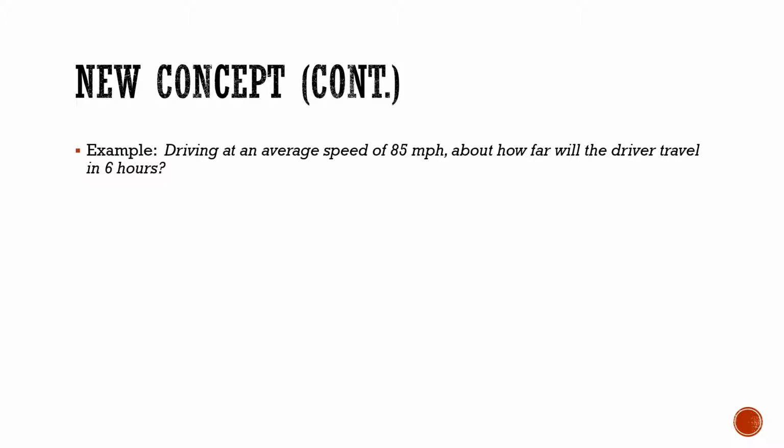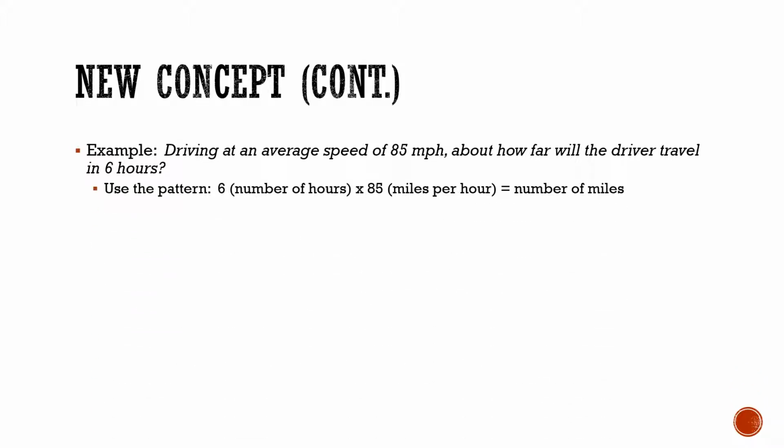So here's our first example. Driving at an average speed of 85 miles per hour, how far will the driver travel in 6 hours? So we're going to put that pattern up again. 6 is our number of hours, 85 is our miles per hour, and we want to know the number of miles. So we're going to multiply for this one. 85 times 6, we would find out that the driver could go 330 miles in 6 hours.